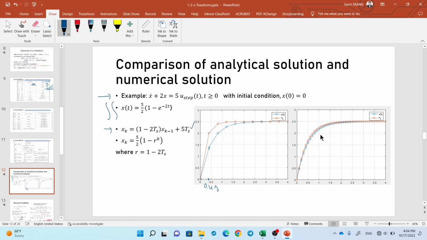For example, here you can see the sample time is 0.1 second. It means in between this sample time you divide into smaller sample times, like 4 times smaller. Then you have the approximate solution closer to the analytical solution, like this. So this is the awareness for you to know.